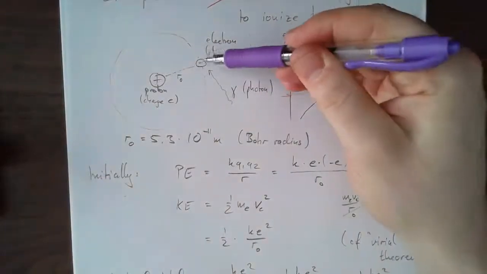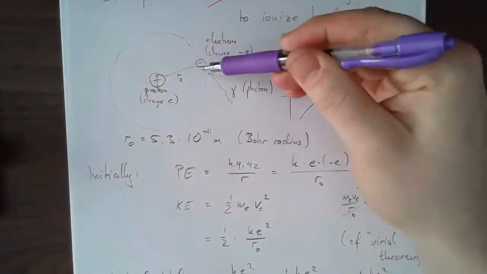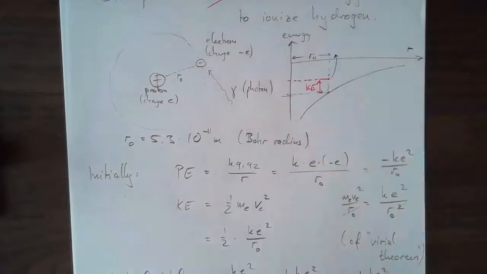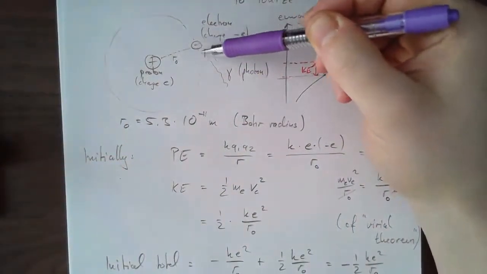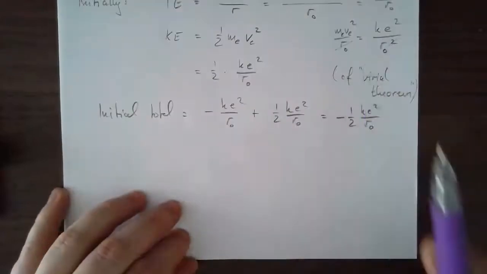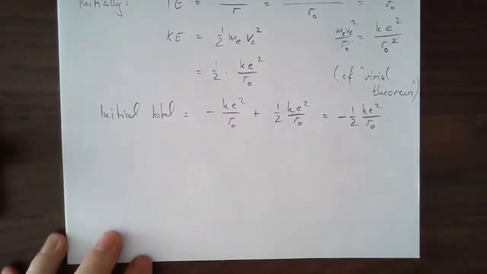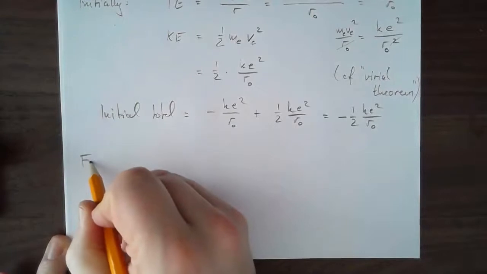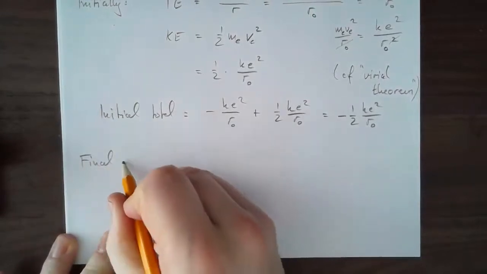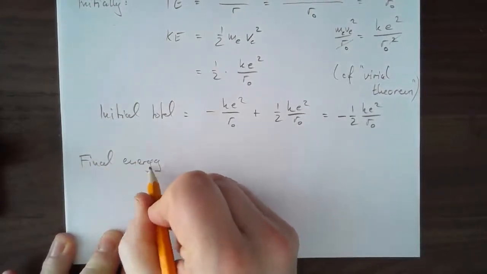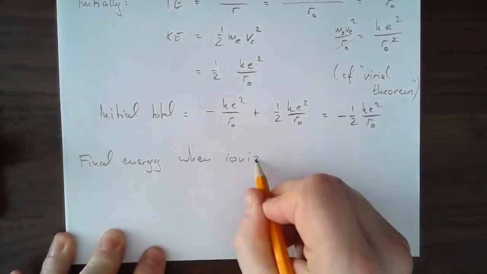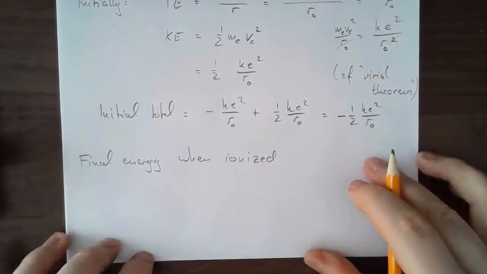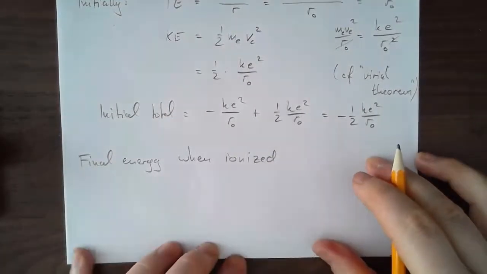In some way, we are going to add energy to the system, right? And probably we're shining light on it. So we hit it with a photon, bang, it has a lot of extra energy. Well, how much energy do we need? What's the final energy when it's ionized? Ionized means the electron has left the proton, it's somewhere far away, it's a little lonely proton left all by itself.